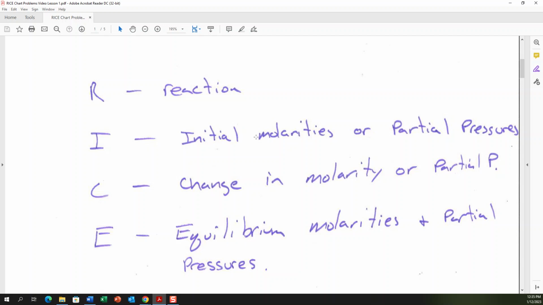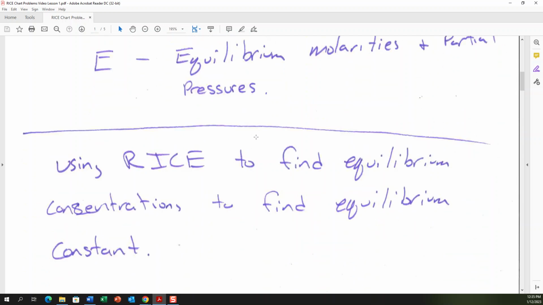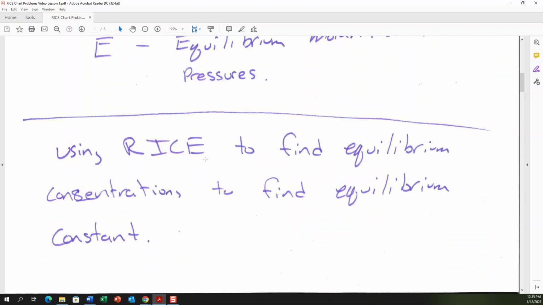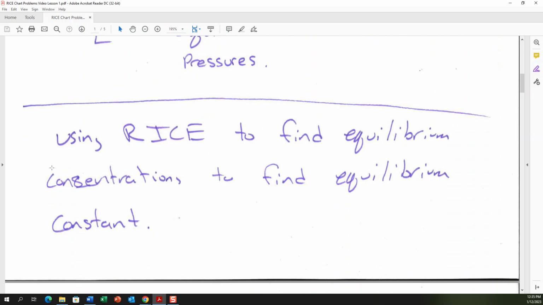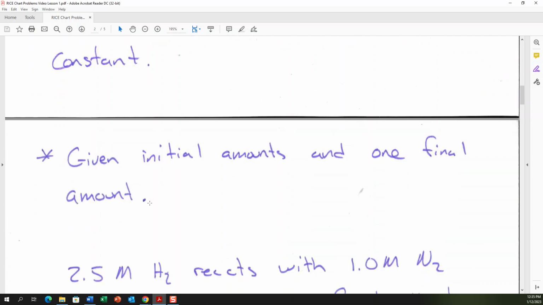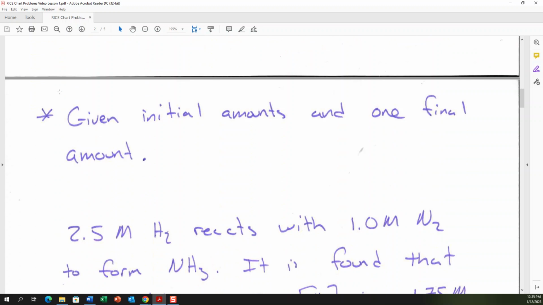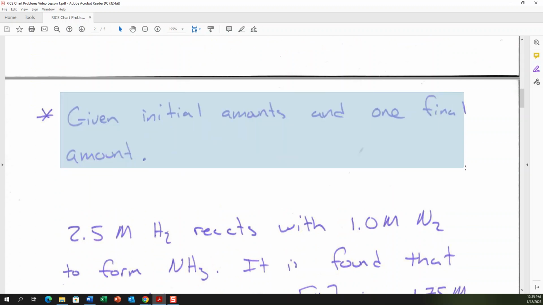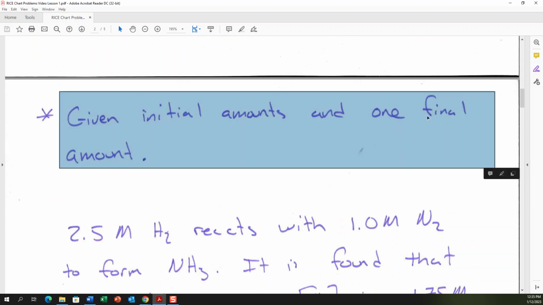Okay. And so let's give it a problem. In this problem, we're using a rice chart to find the equilibrium concentrations. And if we know the equilibrium concentrations, then we can actually calculate the equilibrium constant. Okay, so let me show you what I mean by that. In this scenario, we're given the initial amounts and one of our final amounts. And by final amount, I mean one of our equilibrium amounts.